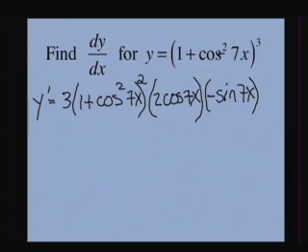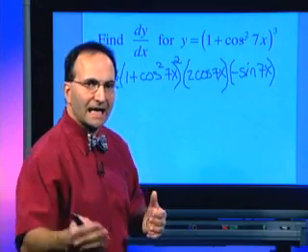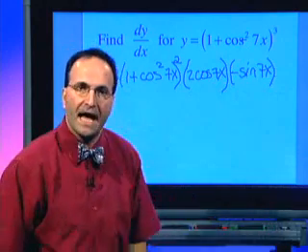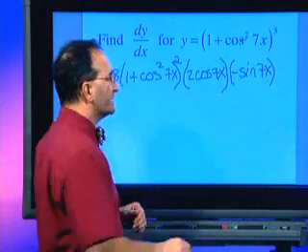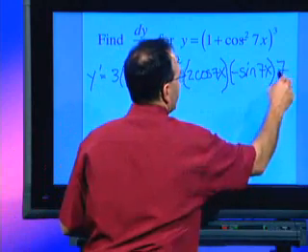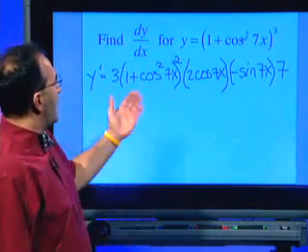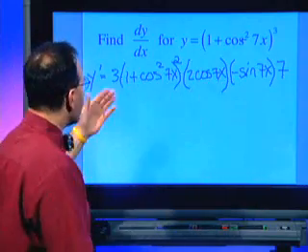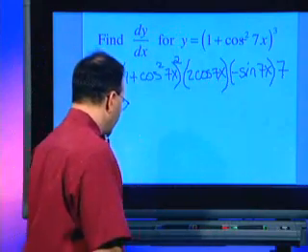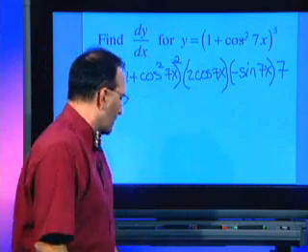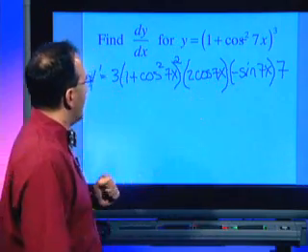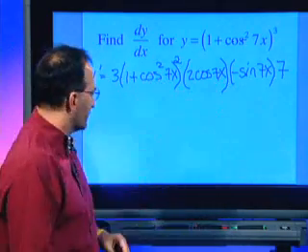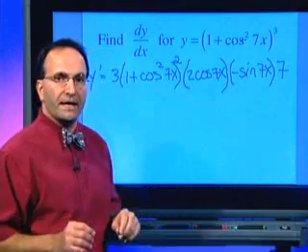And there's one more function inside here, which is the function 7x. And we have to take the derivative of that now. And the derivative of 7x is, of course, 7. So we had to use the chain rule a number of times in this particular problem in order to find its derivative. We could simplify that a little bit, but in terms of what we're interested in is the chain rule, so I'm going to leave that just the way it is.